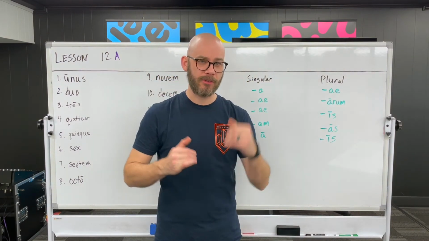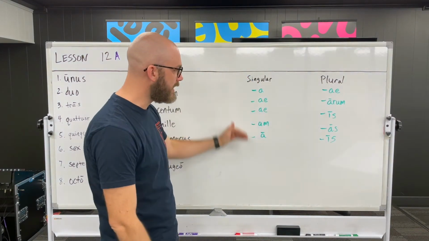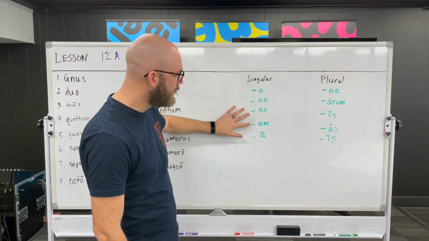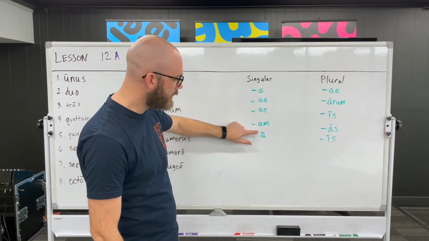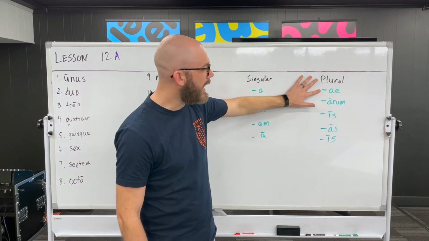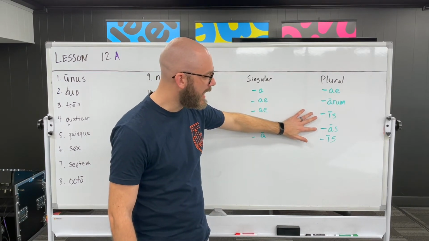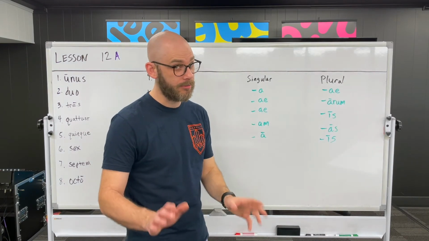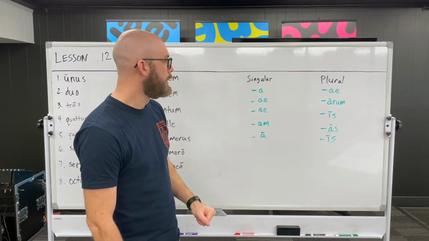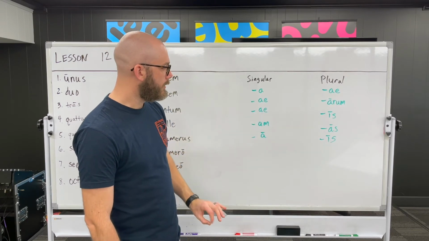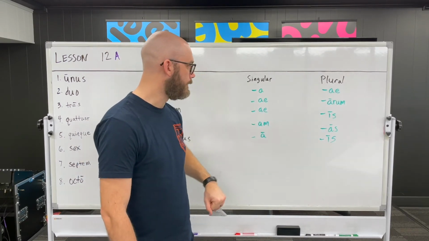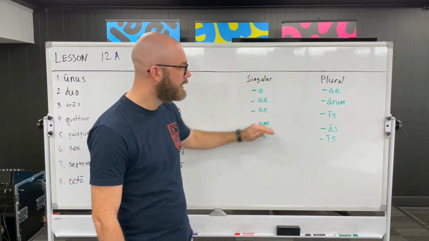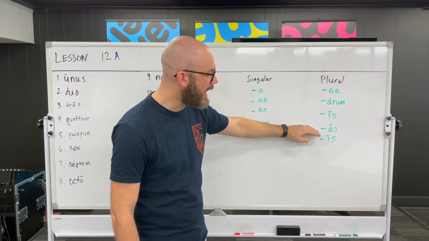So let's just practice memorizing them together, okay? Let me say them, and then we'll chant them together, all right? Ā, ae, ae, am, ā. Don't forget the macron there. Ae, ārum, īs, ās, īs. Macrons on all three of those. Very, very important. Okay? That you get those macrons on all of those places where they are located. Here too, ārum. All right? Ā, ae, ae, am, ā. Ae, ārum, īs, ās, īs.